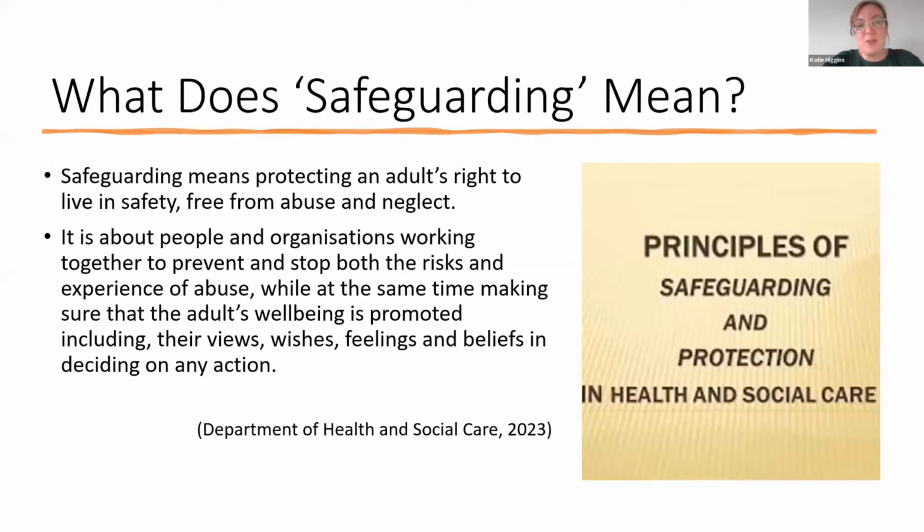So just to start off really, what does safeguarding mean? Safeguarding means protecting an adult's rights to live in safety, free from abuse and neglect. It's about people and organisations working together to prevent and stop both the risks and the experiences of abuse, while at the same time making sure the adult's well-being is promoted, including their views, wishes, feelings and beliefs on deciding on any action. So the adult is very much centre to the safeguarding process. We really need to be linking in with them, asking their views and their feelings when we go down that kind of safeguarding procedure, and to get further support and help.